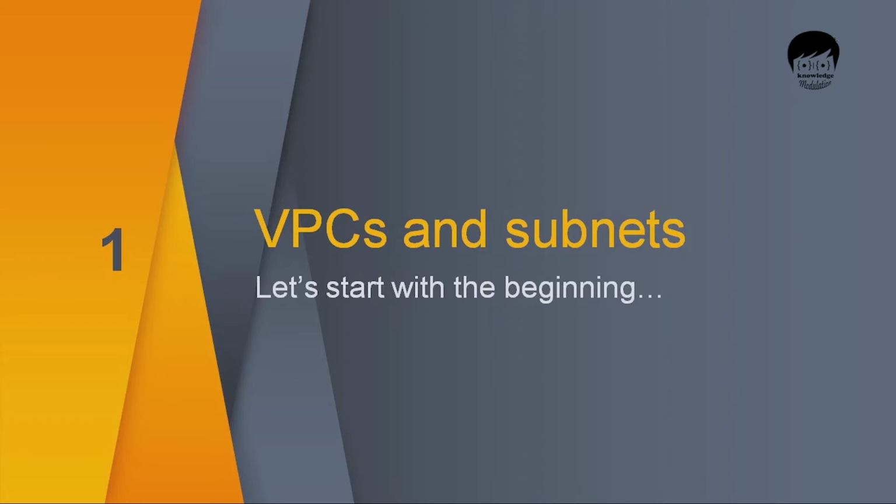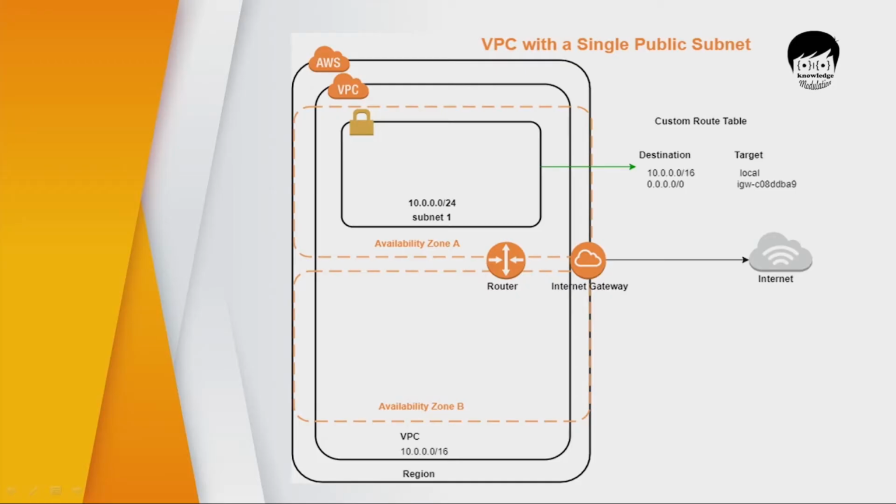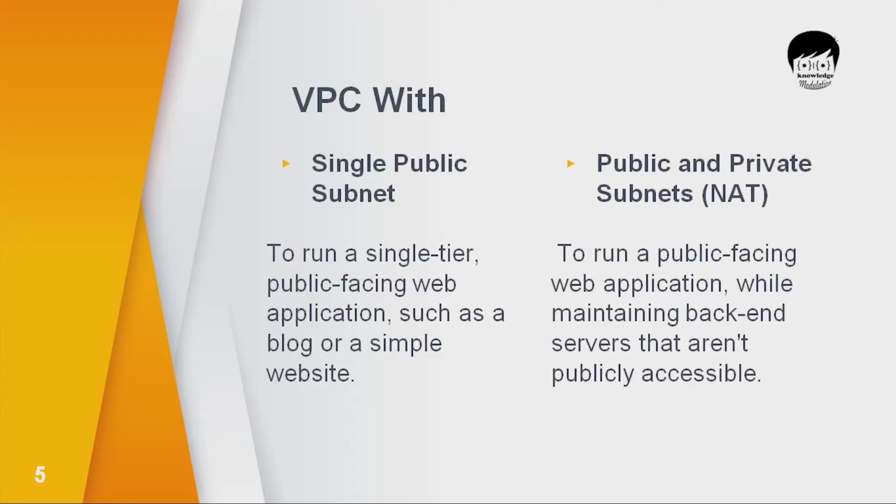The first one is VPC and the subnets. The virtual private cloud is a virtual network dedicated to your AWS account. It's logically isolated from other virtual networks in the AWS cloud. You can specify an IP address range for the VPC, add subnets, associate security groups, and configure route tables. First of all, we will discuss types of VPC. If you are going to create a VPC, you will find all these options in the VPC wizard.